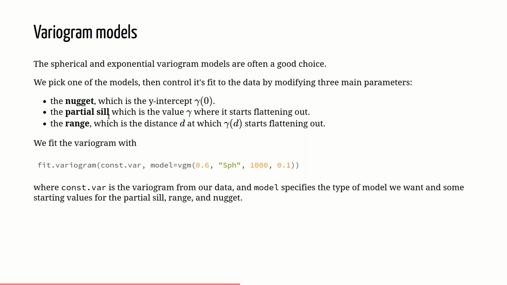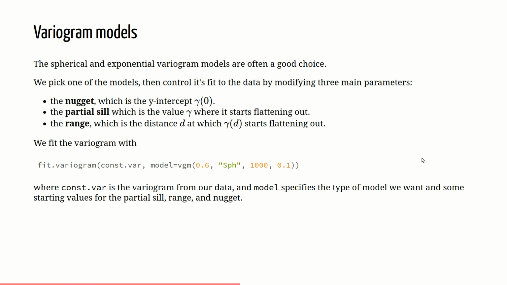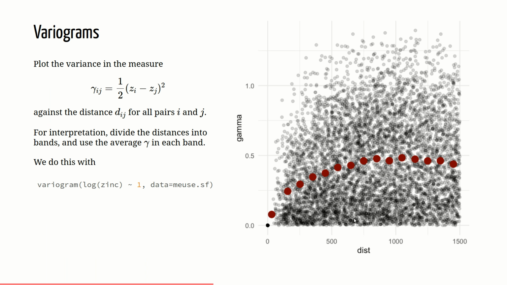Then we have the partial sill, which is basically the value that we flatten out at. So the value that gamma takes as it starts to flatten out. So we saw over here that it was maybe about 0.5. And then we have the range, which is the distance at which it starts to flatten out, which we see over here is maybe about 800 to 1,000.